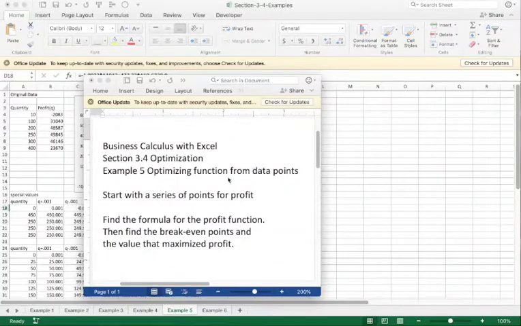Good morning. Today we're looking at example 5 of section 3.4, optimization, of business calculus with Excel. The problem starts with a series of points for quantity and profit, asks us to find a formula for the profit function, and then find the break-even points and the value that maximizes profit.